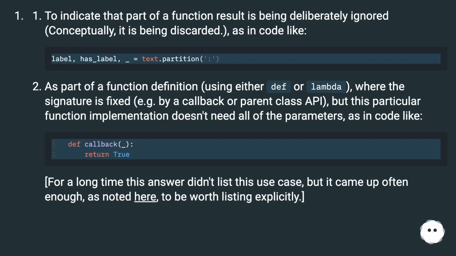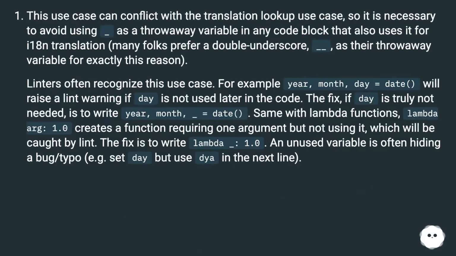For a long time this answer didn't list this use case, but it came up often enough, as noted here, to be worth listing explicitly. This use case can conflict with the translation lookup use case, so it is necessary to avoid using underscore as a throwaway variable in any code block that also uses it for internationalization translation. Many folks prefer a double underscore as their throwaway variable for exactly this reason.